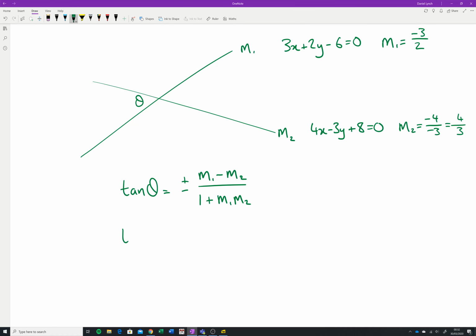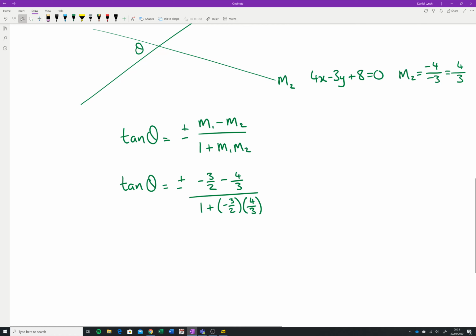Be confident enough to know that a negative divided by negative is positive. But using that, tan theta is equal to plus or minus m1, which is minus 3 over 2, and subtracted from that is going to be 4/3. And it's being divided by 1 plus m1, which is minus 3 over 2, by m2, which is 4/3. You can of course bash that into your calculator, but I will take a moment just to do this out manually.